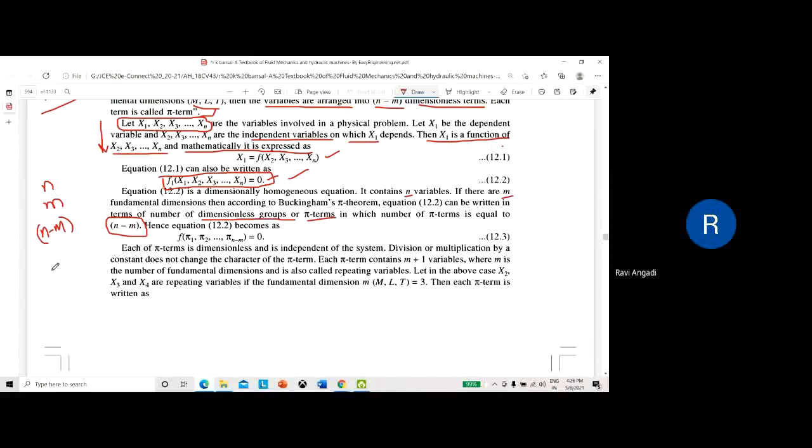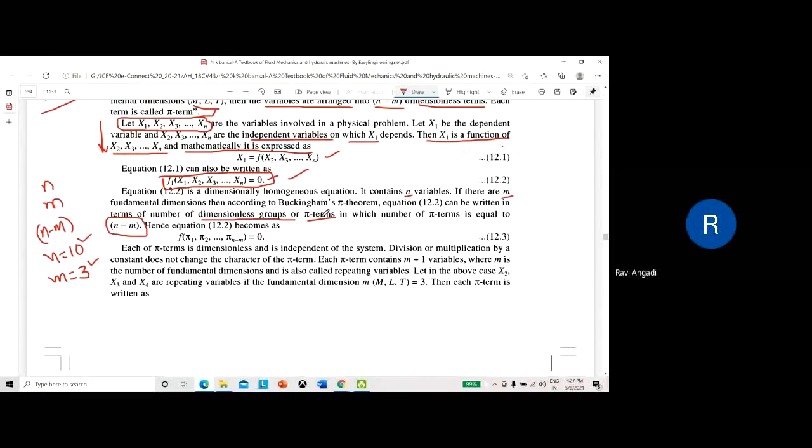Suppose 10 variables are present in a system. How many dimensionless groups do you get? Suppose n equals 10. Now, what is the value of m? What is m? Fundamental dimensions. How many fundamental dimensions are there? Three, sir. Three. 10 minus 3, how many? Seven, sir. Seven. So you will get seven dimensionless groups. I am explaining that there are 10 variables. Out of 10 variables, we have 3 fundamental dimensions. Then according to the Buckingham pi method, you will finally get n minus m dimensionless groups.